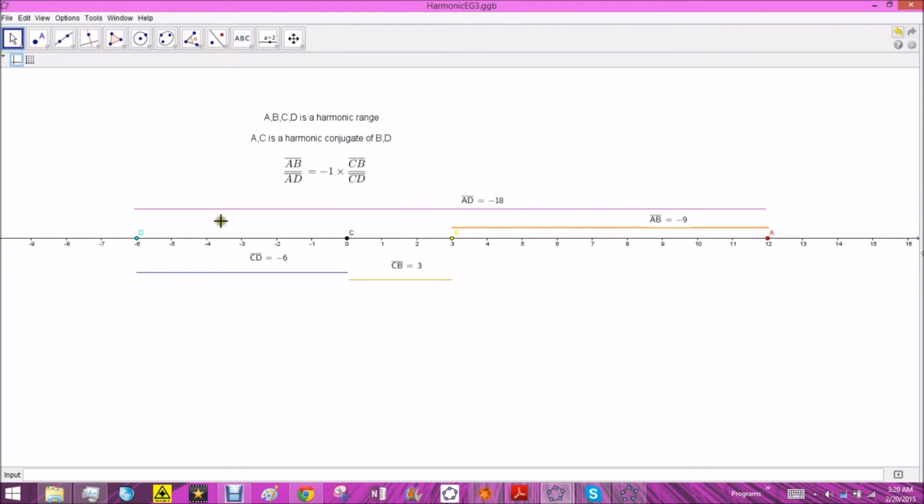So that's how A divides the segment externally. Now we look at the other part of this, which is C, and we'll have a look at how C divides this segment internally. So to do that, we're going to be looking at the quantity CB, the displacement you need to do to get from C to B, which is 3. Divide that by CD, which is minus 6. So you get minus a half.